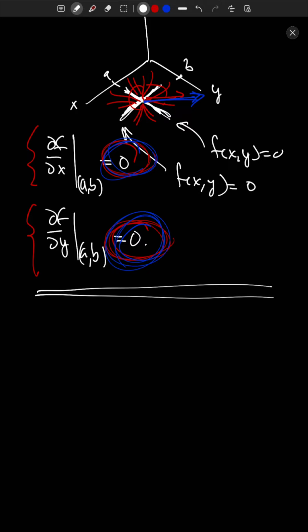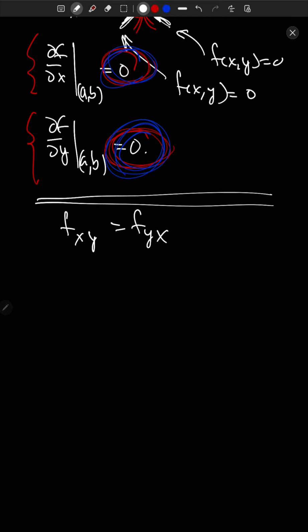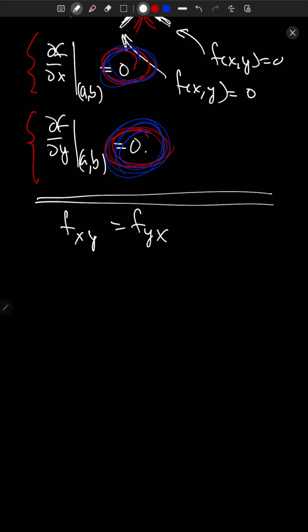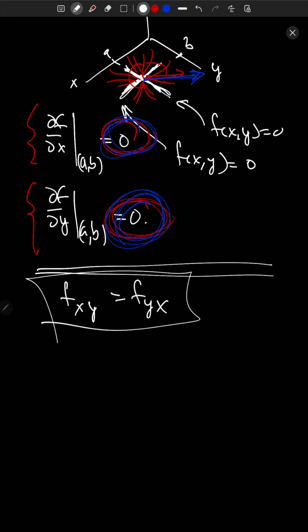All right, so very similar to the situation where I just talked about f_xy being equal to f_yx. We're just going to consider functions basically where that's true. We're only going to study functions in multivariable calculus where df/dx and df/dy tell me everything about my function.